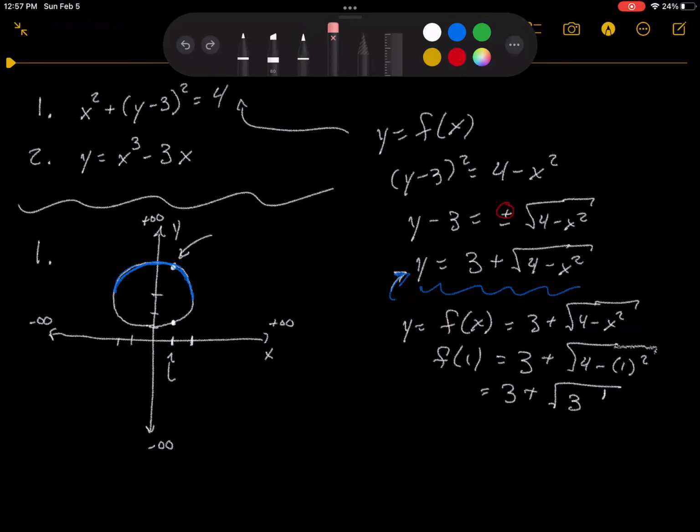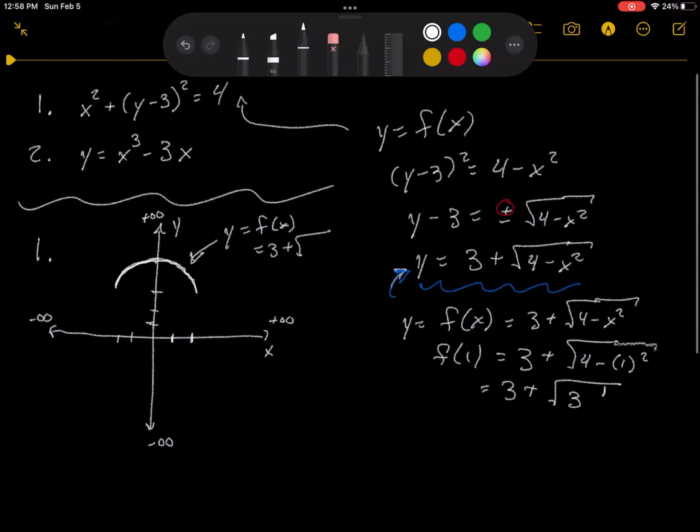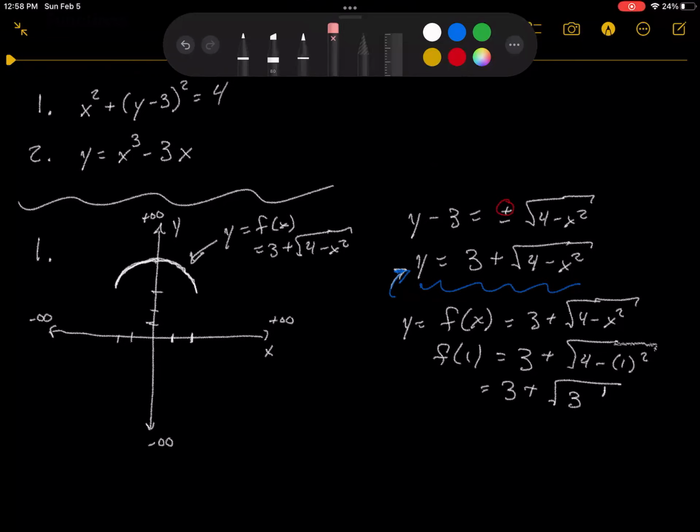Okay, so let's get rid of everything and let's just write the function. So I'm able to write the top half of that circle as a function of x. This is the function where y is equal to 3 plus square root 4 minus x squared. Okay, let's get everything off the page. And let's talk about properties of this function.